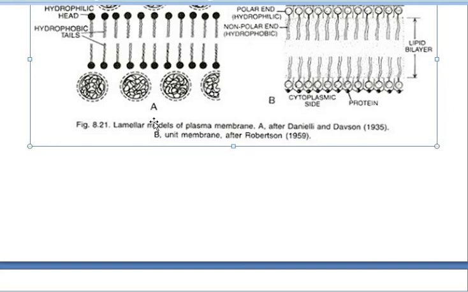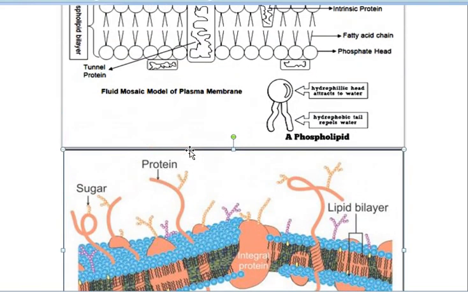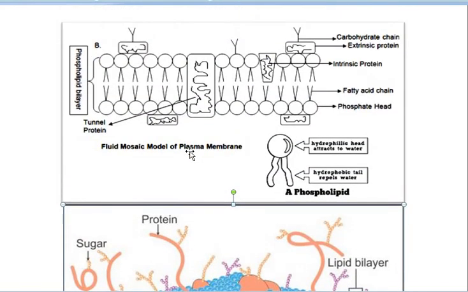In the next video I will discuss the structure of the fluid mosaic model that was given by Singer and Nicolson. So thank you so much.